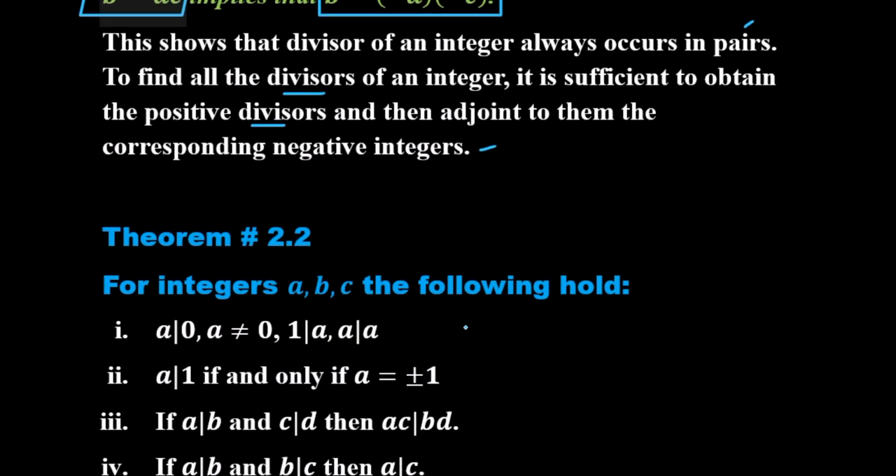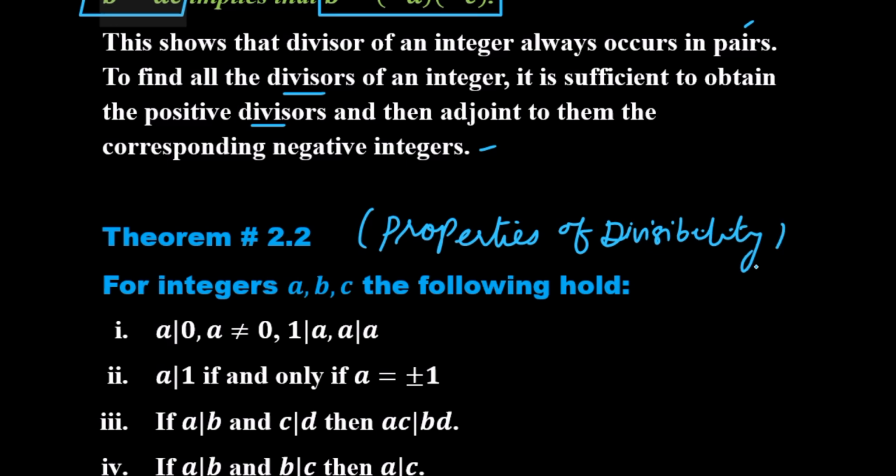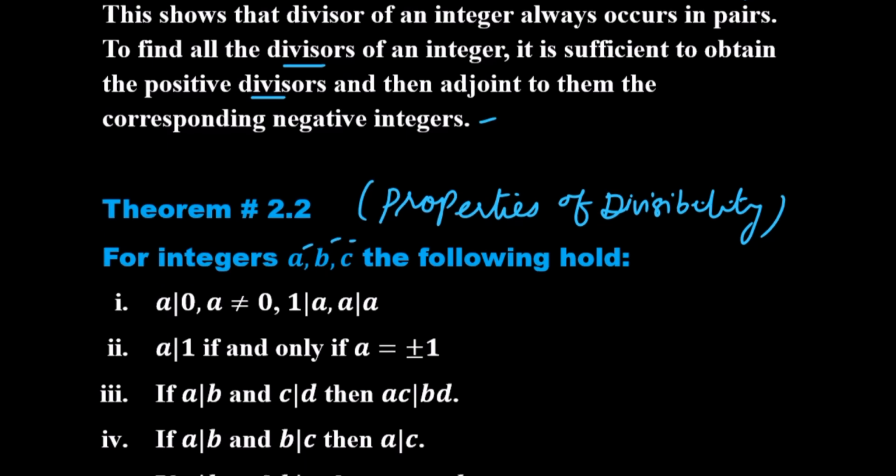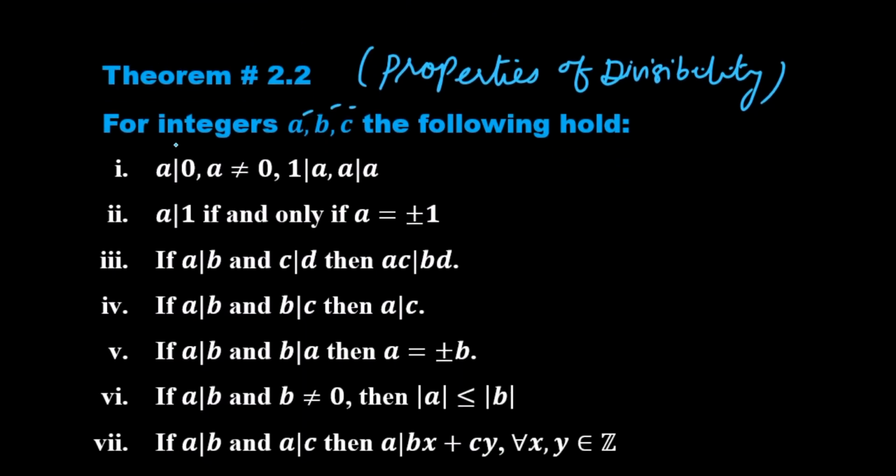This theorem gives the properties of divisibility. For integers a, b, c, we have three integers. Then the following properties hold. a divides 0, where a is itself non-zero. 1 divides a, and a divides a.